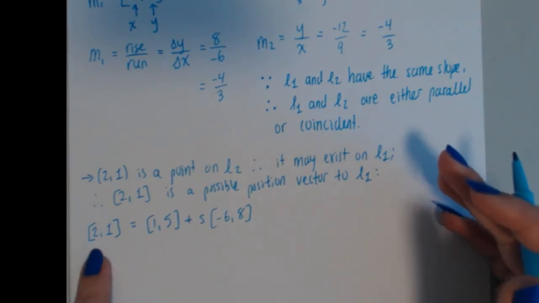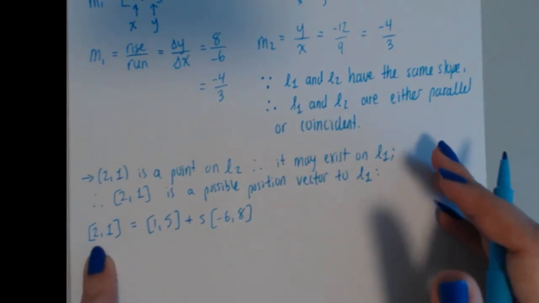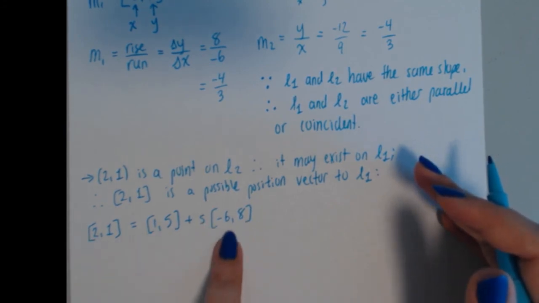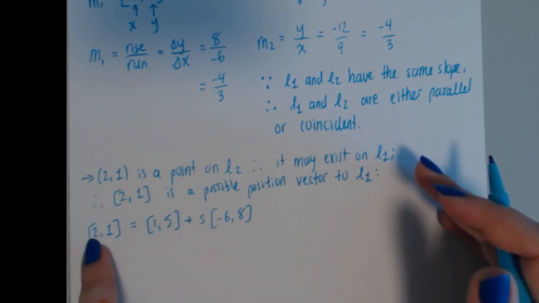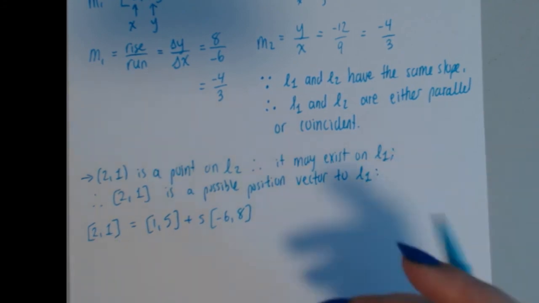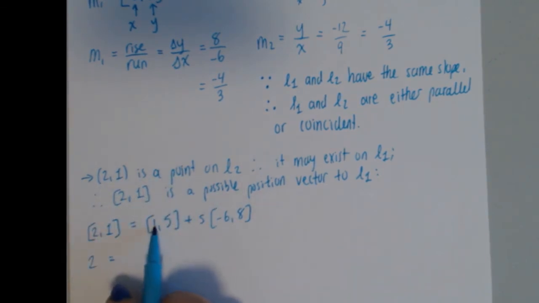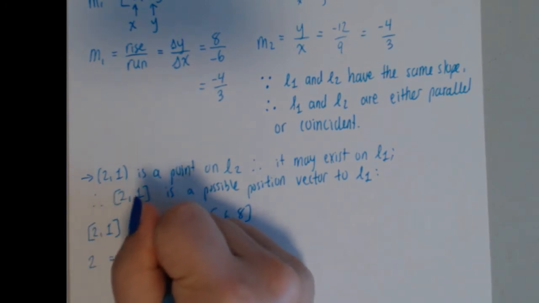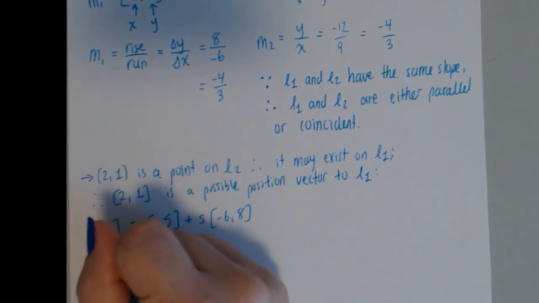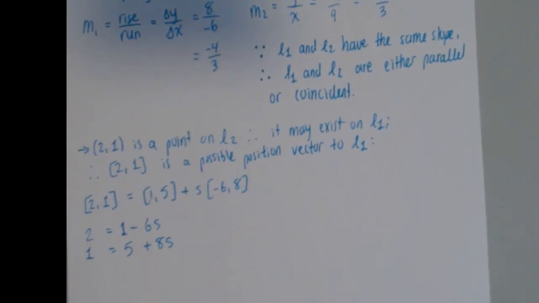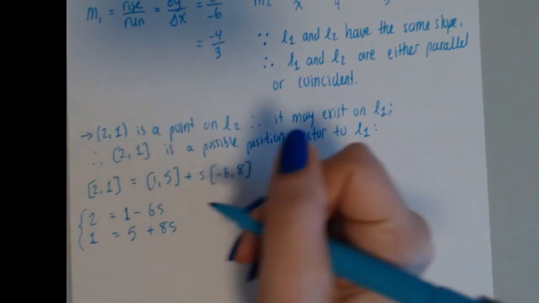Now, if that point, or in this case, the position vector, exists on the line, you're going to notice here, I'm going to eventually split this up into its x and y pieces. And if I can find that it's the same s value that matches the x value of 2 and the y value of 1 for both equations, that means that the point exists on the line. So here we go. I'm going to make two equations, one for the x and one for the y. So for the x, I've got 2 is equal to 1 minus 6s. And for the y, I've got 1 is equal to 5 plus 8s. All right, so here we go, my two equations.